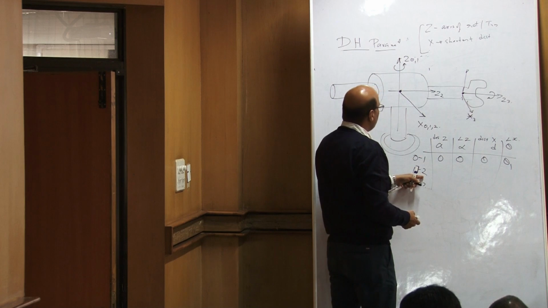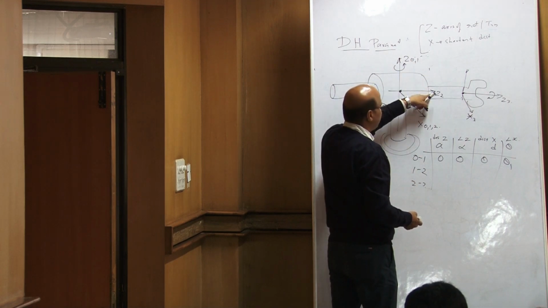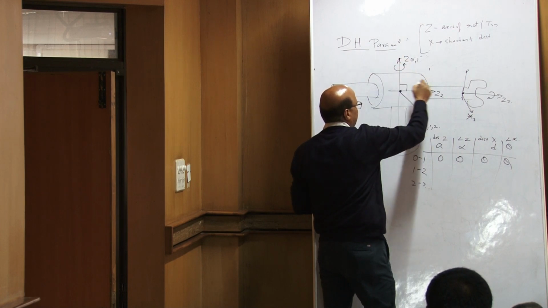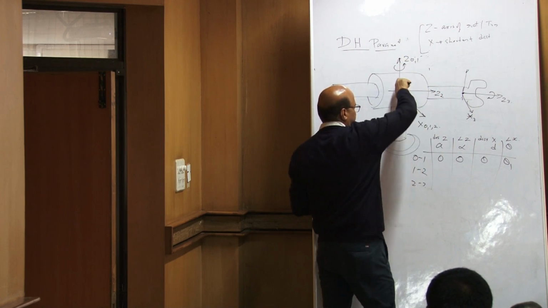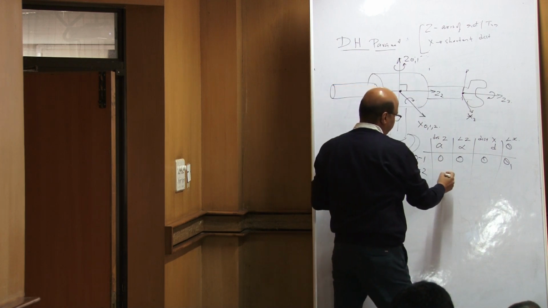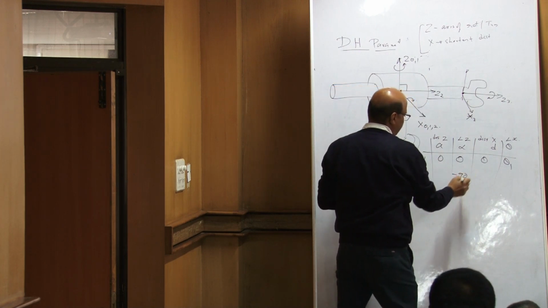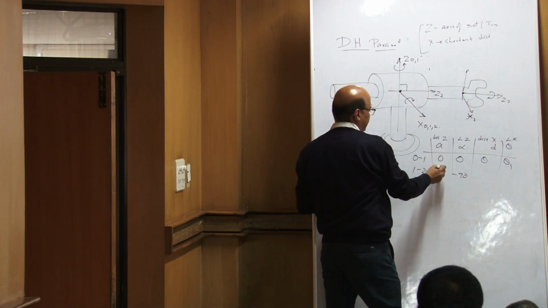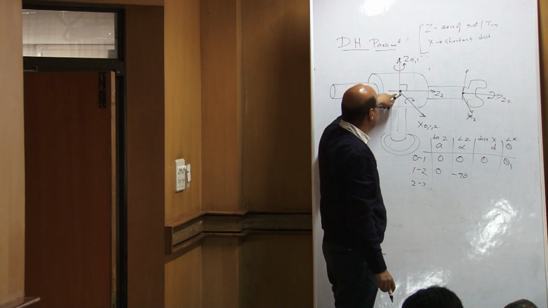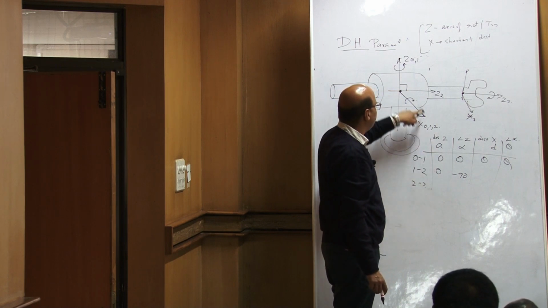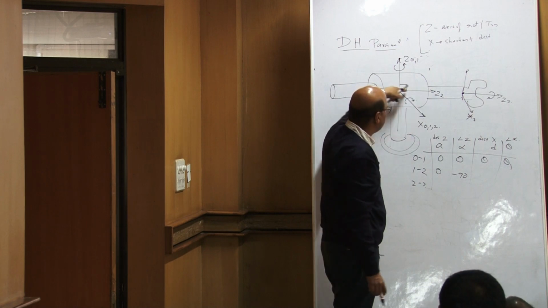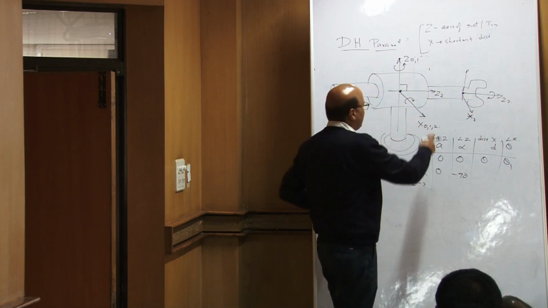Now 1 and 2. So 1 is there and 2 is here. Now there is an angle here. So z1 is this side, z2 is this side. So it has rotated clockwise about the x-axis by 90 degrees. Distance: they intersect. So z2 and z1 are intersecting, so there is no distance. And z2 is this side, because this joint is translating.